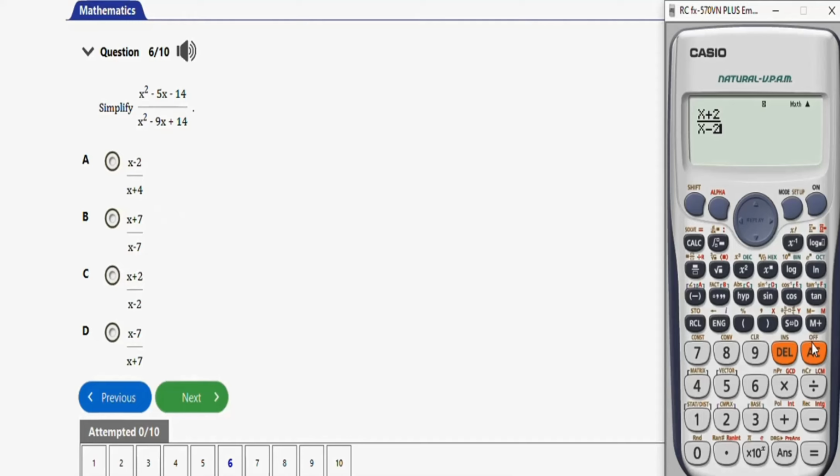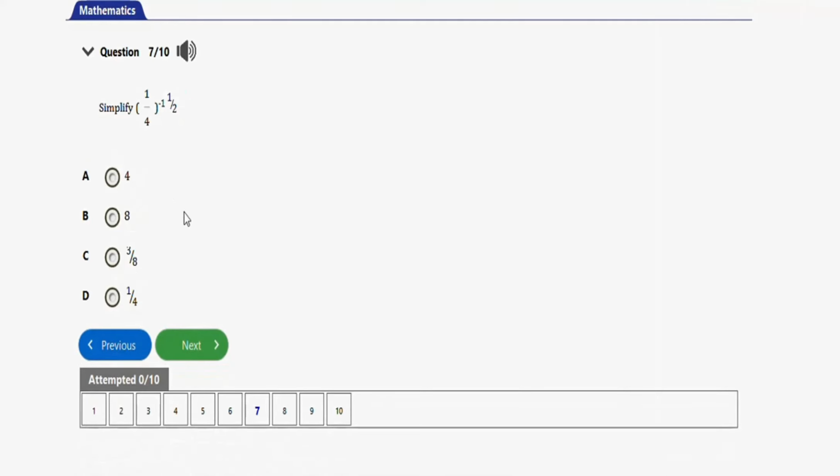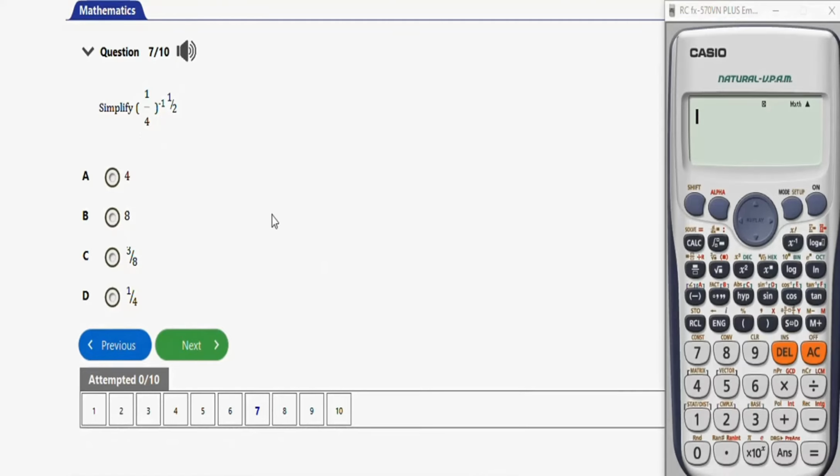So let's check the next question, which is question 7. It says simplify this. So this question is very simple. Let's bring the calculator. So for this question, we are not storing any value. So we have a fraction in brackets. So put the fraction. We have 1 over 4. Alright, close the brackets. We have to the power. Now this power is 1 whole number minus 1 whole number 1 over 2. So let's put it in improper fashion. That's 2 times 1, that's 2 plus 1, 3. So this will give us minus 3 over 2.